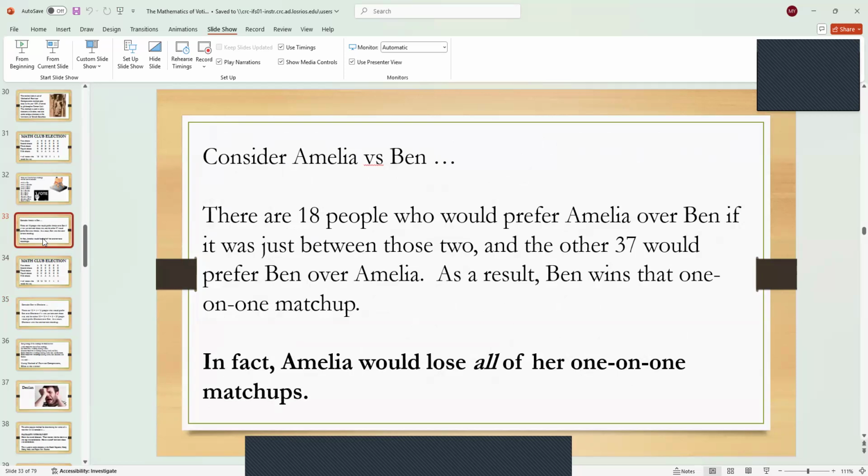The most commonly used method around the world is actually the plurality method, but is that fair? Because Amelia is coming in last place. Amelia went 0-4 in this basketball tournament. Should we be calling her the winner, the champion? She can't beat anybody one-on-one. Should she be declared the winner of the election? We did earlier using the plurality method.